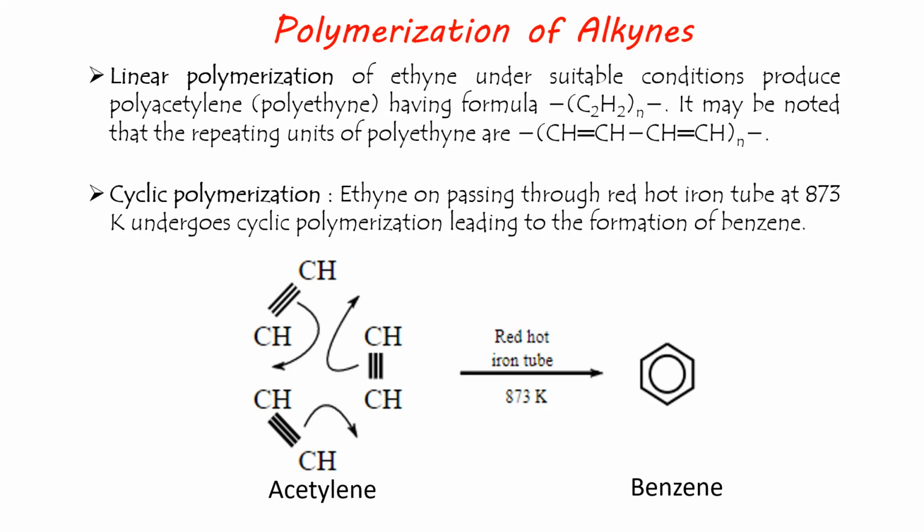Next comes cyclic polymerization. So ethyne on passing through red hot iron tube at 873 Kelvin undergoes cyclic polymerization, leading to the formation of benzene, which is the starting molecule for the preparation of derivatives of benzene, dyes, drugs, and large number of organic compounds. This is the best route for entering from aliphatic to aromatic compounds. Here you can see aliphatic means the open chain one, which gets converted into aromatic, the ring compounds, that is benzene.